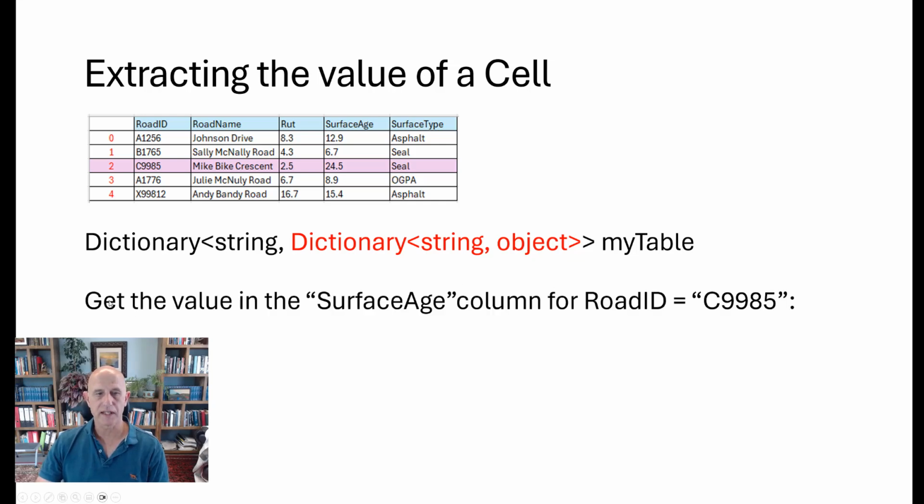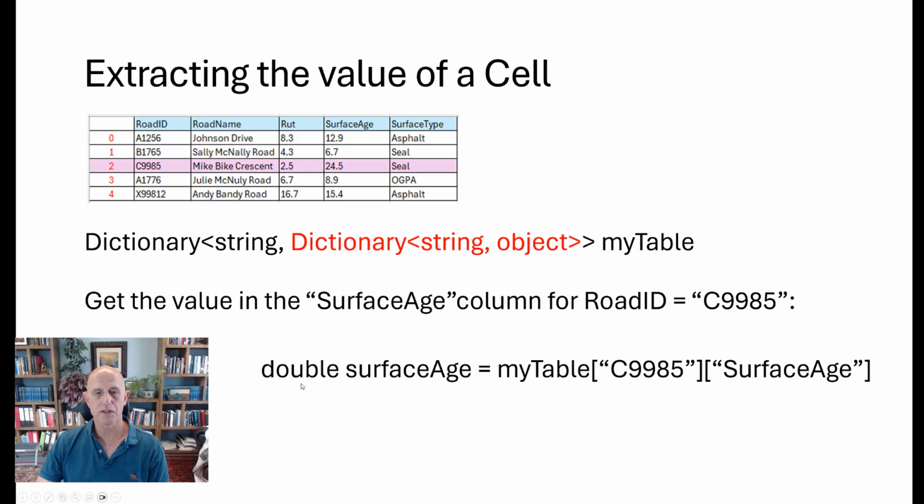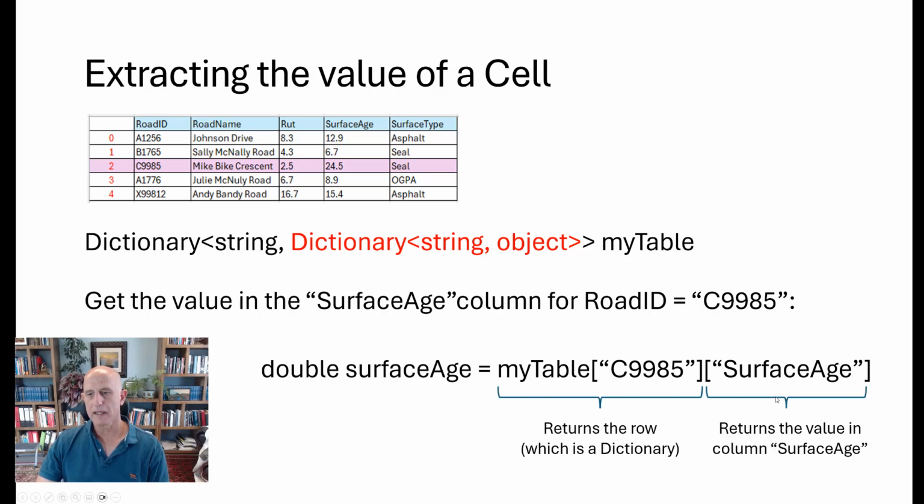So to extract the value, for example, to get the surface age value, this one here, for the row where the row ID is C9985, I am going to use this notation. I'm going to extract the value into a variable which I call surface age. The data type is double, and I'm going to say my table, this returns the row, and this returns the value in column surface age. So that's the way that we basically do it.